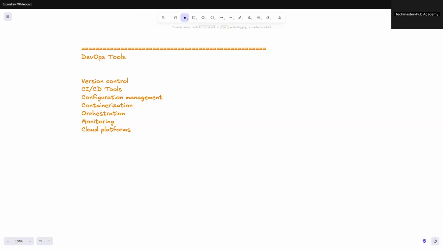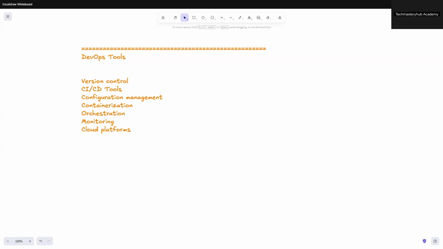Now let's clear the biggest confusion about DevOps. DevOps is not just tools. Many beginners think if I learn Jenkins, Docker, Kubernetes, I know DevOps. But that's not true. DevOps is a culture and process first. And tools are there to support and automate that process.